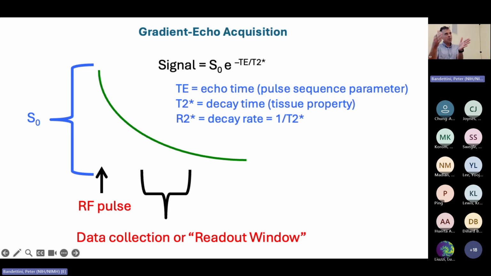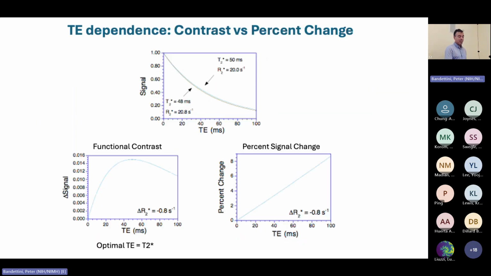So you have echoplanar imaging, and this readout window is about 20 to 30 milliseconds, typically. So the signal is an exponential decay. It starts out with the initial amount of magnetization, and you have the echo time, you have T2 star. A lot of people use R2 star, which is simply 1 over T2 star. It's the decay rate as opposed to the decay time.